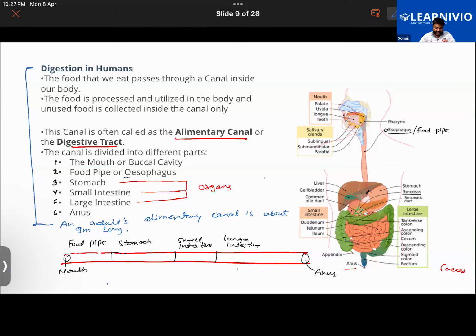Also, guys, note that these are not all the major parts of the alimentary canal. In the next class, I will tell you that there can be some other parts also, like the pharynx here. The pharynx is also considered part of it. As of now, just write what I have told you to write down.